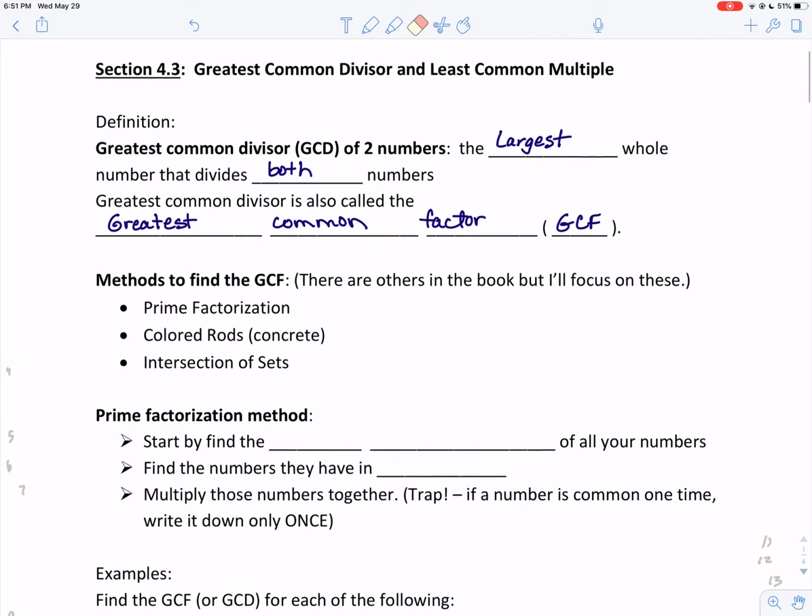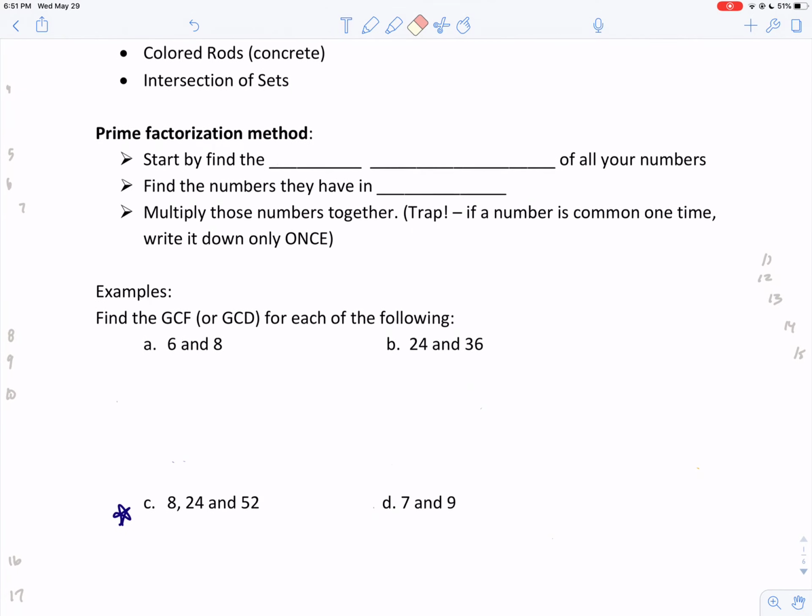So for the prime factorization method, the one that you're going to use the most, you're going to start by finding the prime factorization of both of your numbers. Then you'll determine what they have in common. There is a trap. Once you have found their greatest common factor, if the number in common is only in common one time, you only write it down once, and you'll see what I'm talking about in the next example.